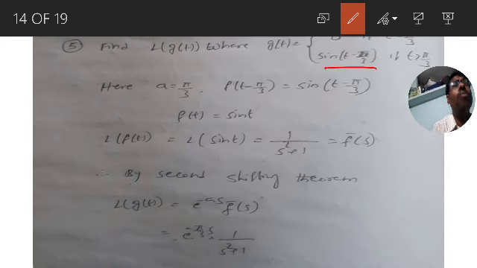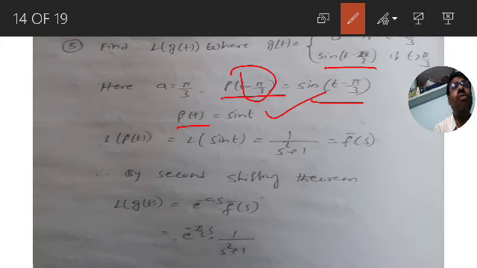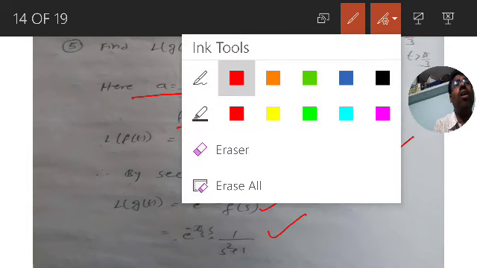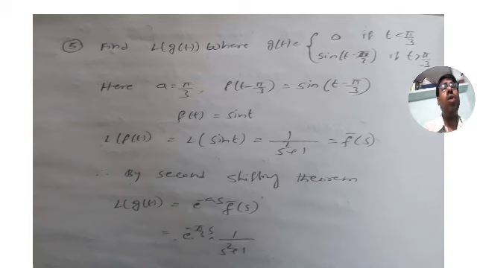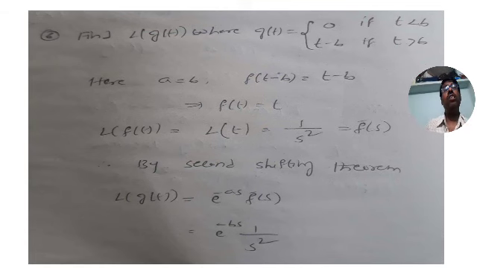So from the problem, you are having f of t minus pi by 3. At place of t minus pi by 3, put t, you get f of t. Find L of f of t, you get f bar of s. You know a value and you know f bar of s. Substitute in second shifting theorem to get the answer. So this is our fifth problem. Can we cover one more problem? Yes, let us try to cover one more also. So this is our sixth problem.